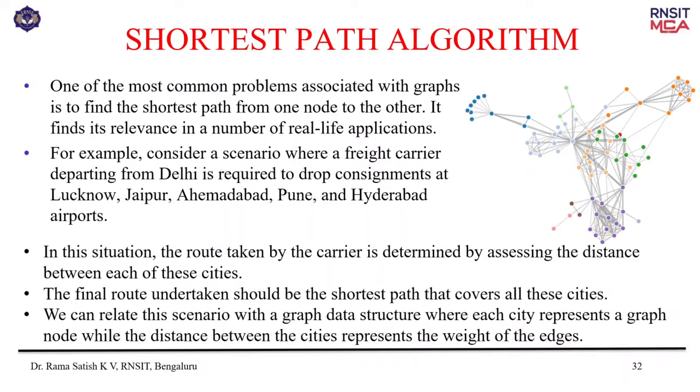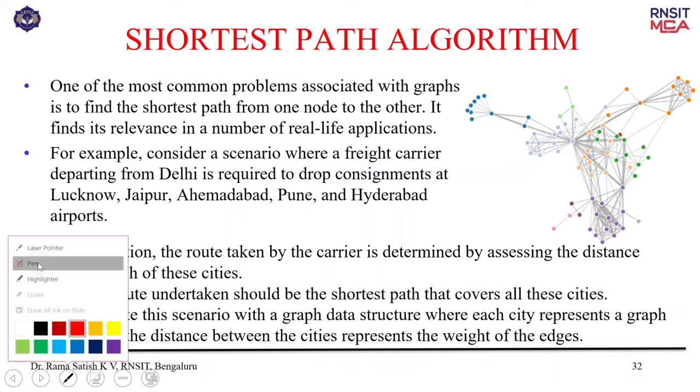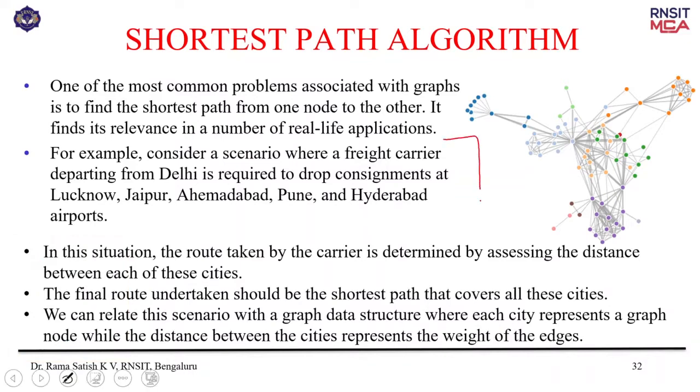And you observe here, in real life also, I have given this paragraph. Consider a scenario where a flight carrier departing from Delhi is required to drop consignments at Lucknow, Jaipur, Ahmedabad, Pune, and Hyderabad airports. So in what sequence does it have to go?